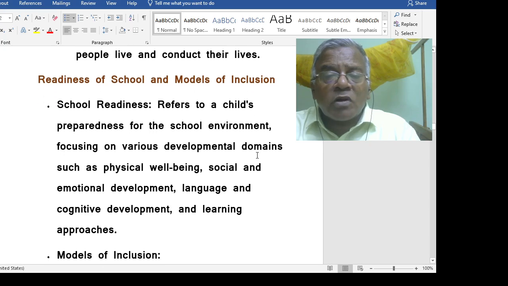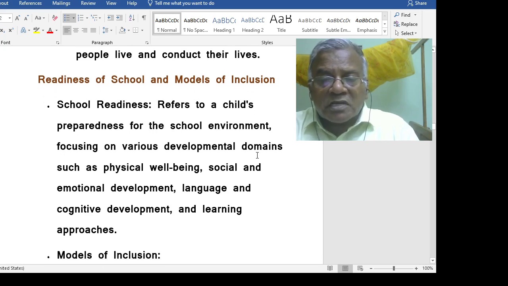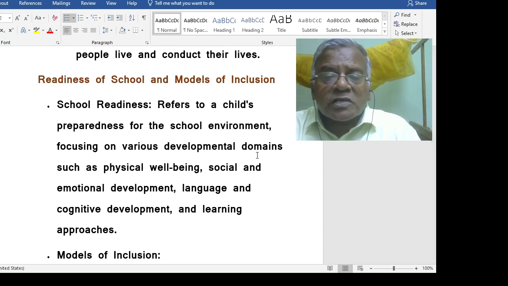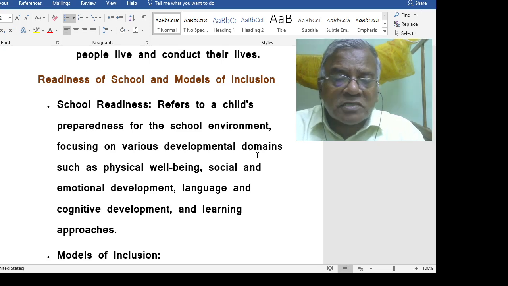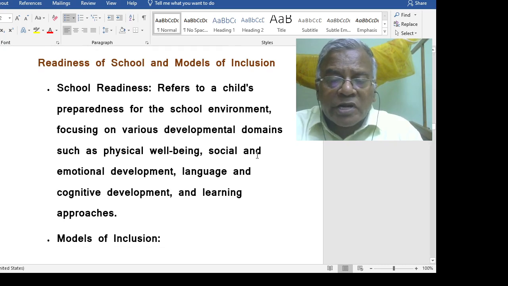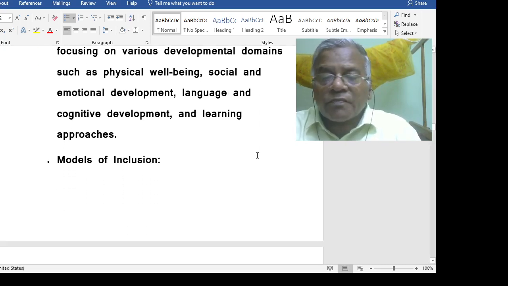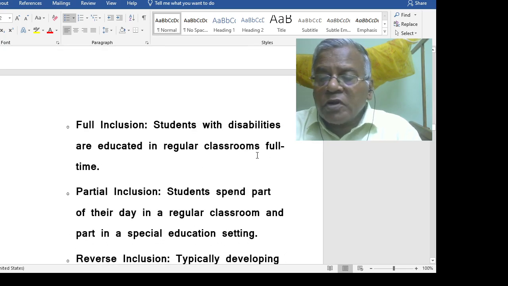Readiness of school and models of inclusion. School readiness refers to a child's preparedness for the school environment, focusing on various developmental domains such as physical well-being, social and emotional development, language and cognitive development, and learning approaches. Models of inclusion. Full inclusion.